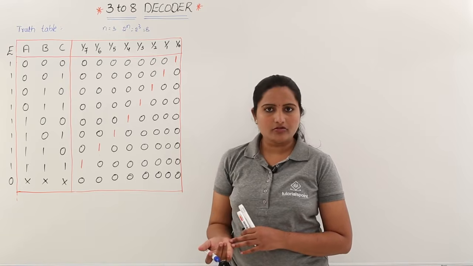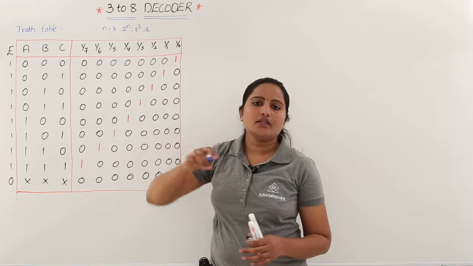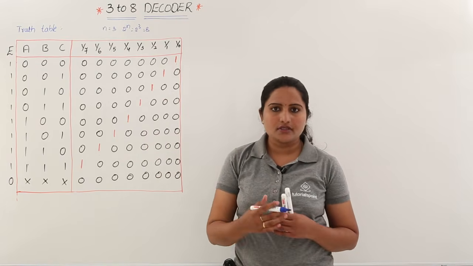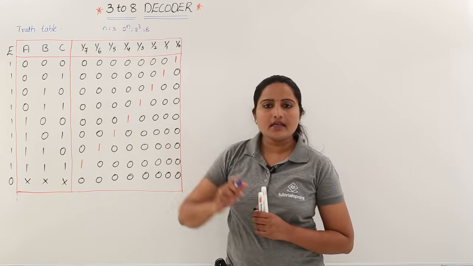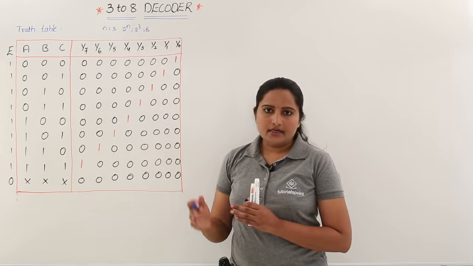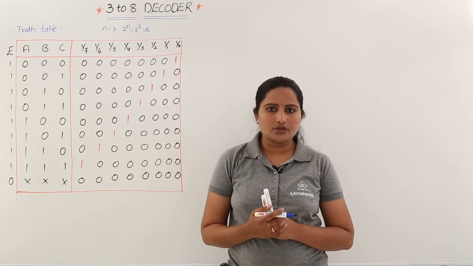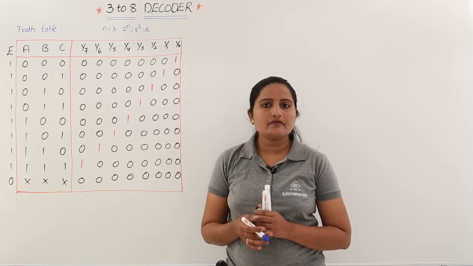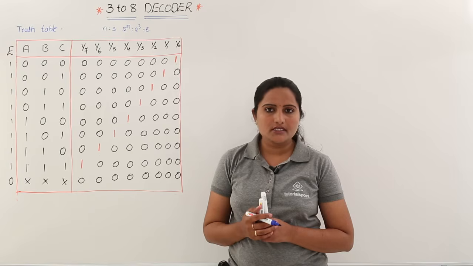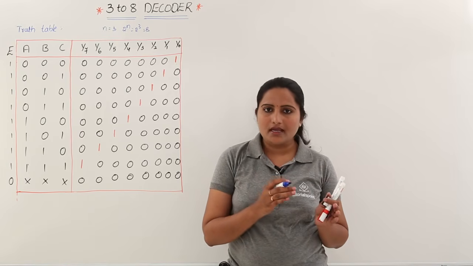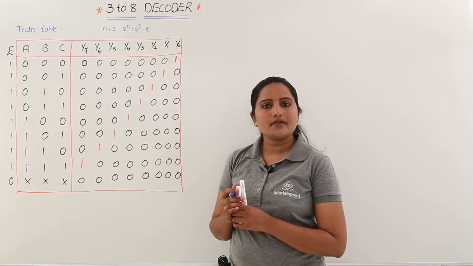How are we getting 8 outputs? As inputs are 3, you have 2 cube outputs according to decoder theory, and 2 cube is nothing but 8. Now, while designing this 3 to 8 decoder, you need to take the truth table first, the truth table for the required functionality. How do we design the truth table for a decoder? Wherever you have a particular input value, that port you activate at 2 power n.